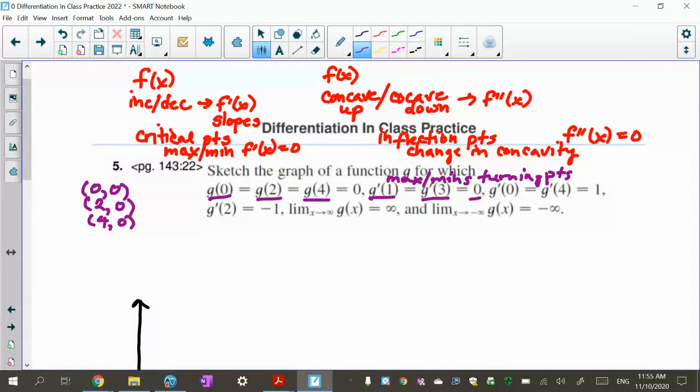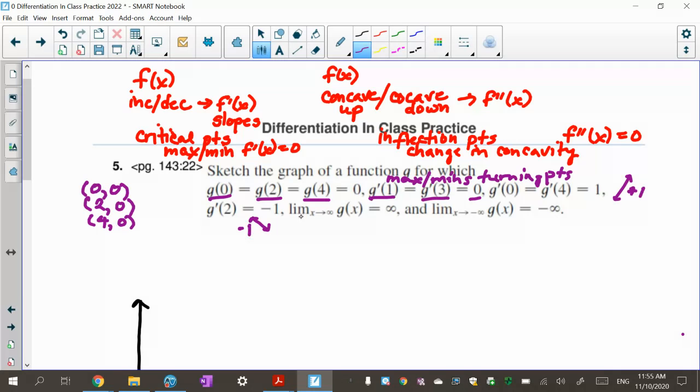Here it says g prime of 0 and g prime of 4 equal 1. That means at x is 0 and 4, the slope is 1, so it's going to go this way. Then they said g prime of 2, so they're telling you at 2, the slope is negative 1. So that's going to be this way. So here's a positive 1 slope, here's a negative 1 slope.